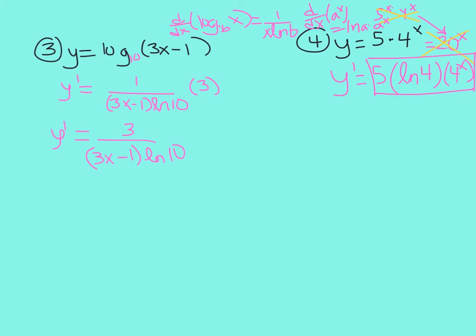The only thing that you might be able to simplify is if you have a calculator, you can multiply the 5 and the ln 4. But other than that, there's nothing that you can do to make it more simple. So just leave it written out like that.